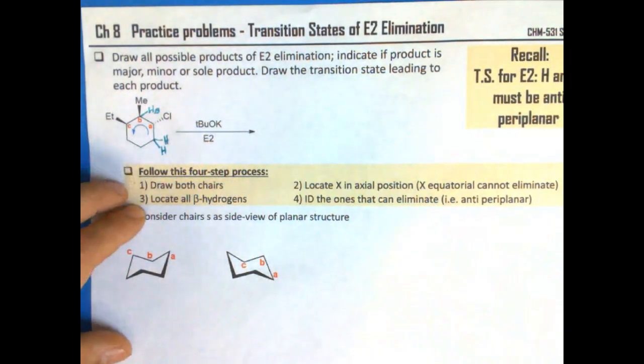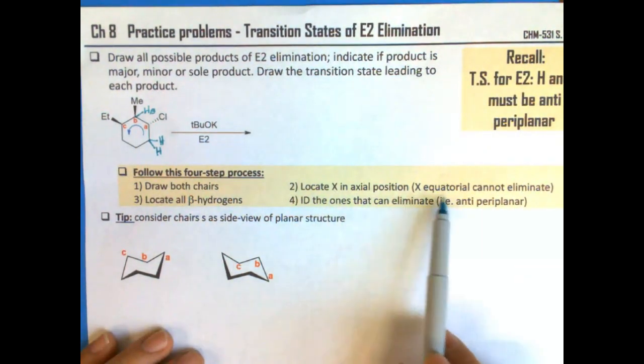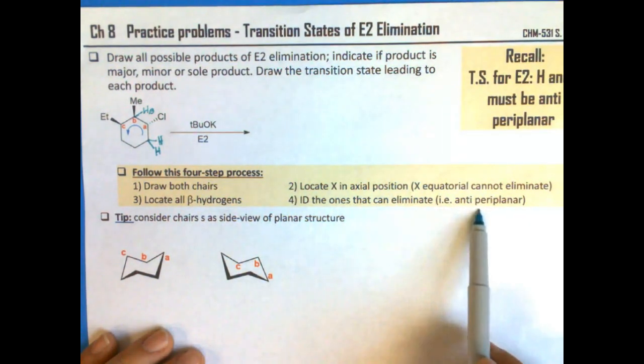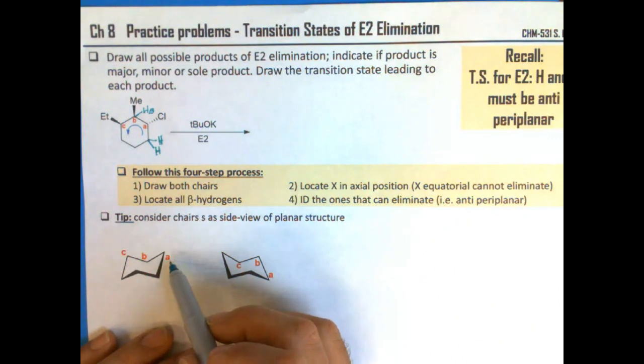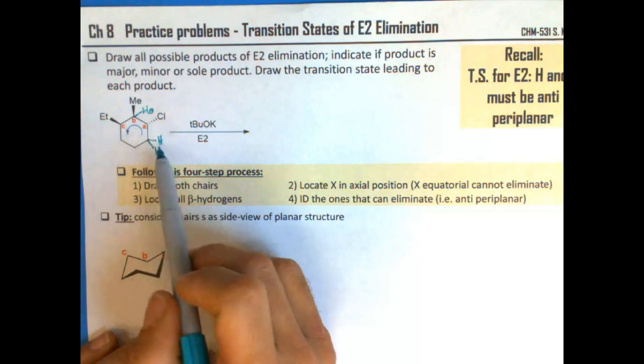But because it's a substituted cyclohexane, we need to draw both chairs, locate the halide in the axial position because we know equatorial cannot eliminate, locate the beta hydrogens and see which ones are anti-periplanar, which are the only ones that can eliminate. And I'm giving you a tip, and I hope everyone can follow this because it's very easy to make mistakes. I just labeled these carbons arbitrarily, A, B, and C, and I made a note that I'm going counterclockwise in my numbering.